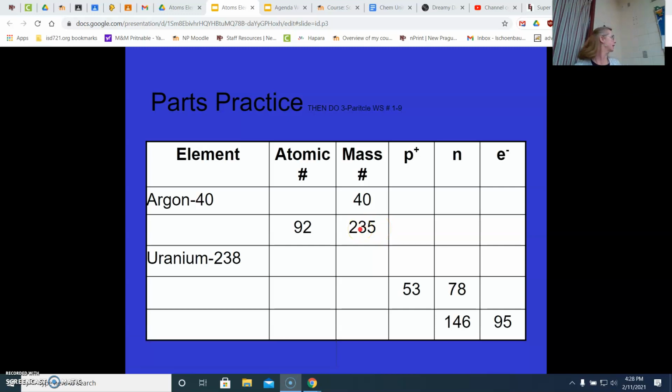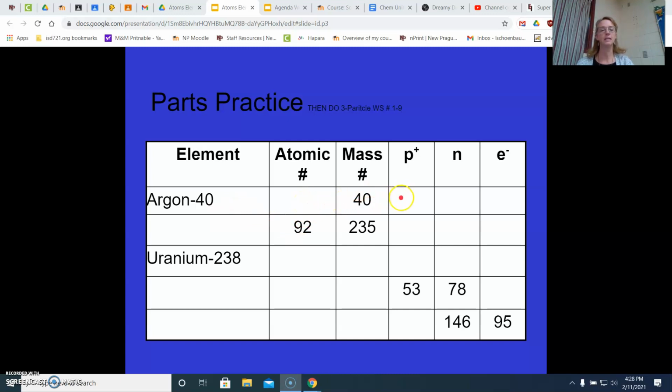If you look at argon, so I'm calling it argon 40. And this number right here is the mass number. We're talking about one atom of argon that happens to weigh 40. So find argon on your periodic table. Its atomic number is 18.